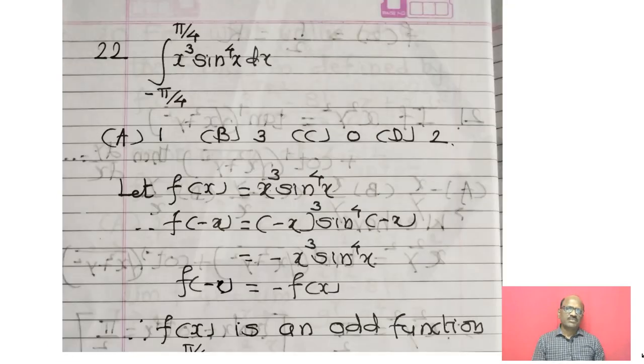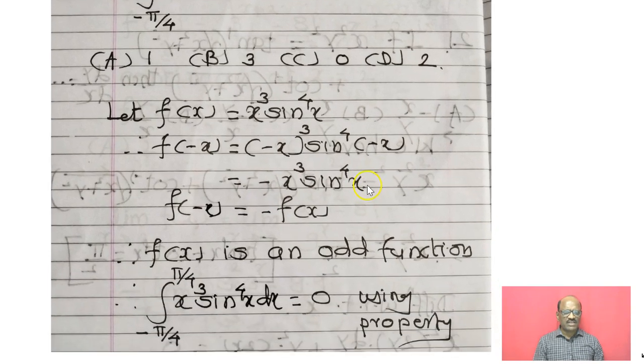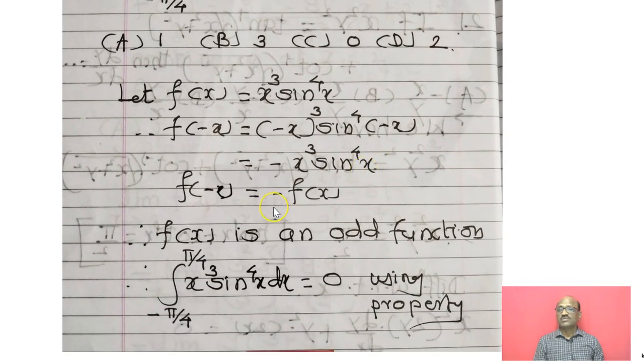Now the next example is from the properties of the definite integral, that is the integral from minus pi by 4 to plus pi by 4 of x cube sine of x raised to 4 dx. Now the given function f of x equals x cube (sine of x) raised to 4. f of minus x equals (minus x) cube (sine of minus x) raised to 4, that is equal to minus x raised to 3 sine of x raised to 4. Therefore f of minus x is equal to minus f of x, because the sine function is an odd function.